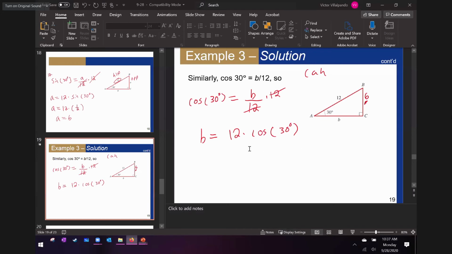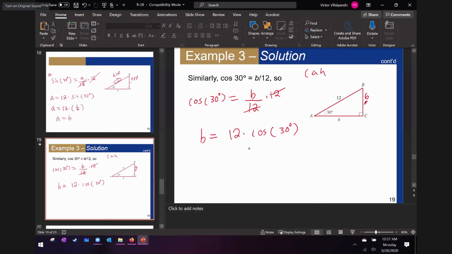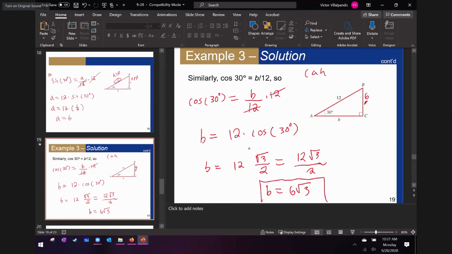So then we get the following. B is equal to 12 times square root 3 over 2, which becomes 12 square root 3 over 2. Reduce. 2 goes into 12 6 times. We get 6 square root 3. So that's what this side would be.